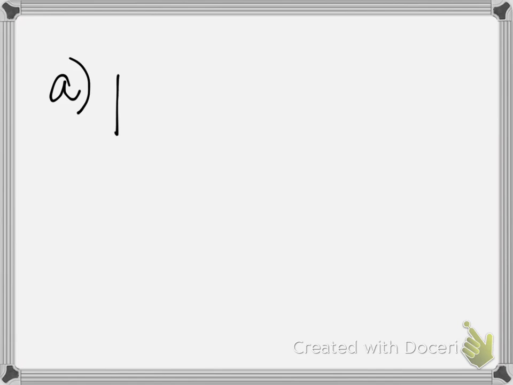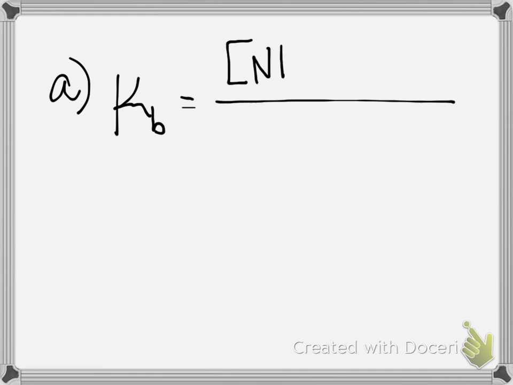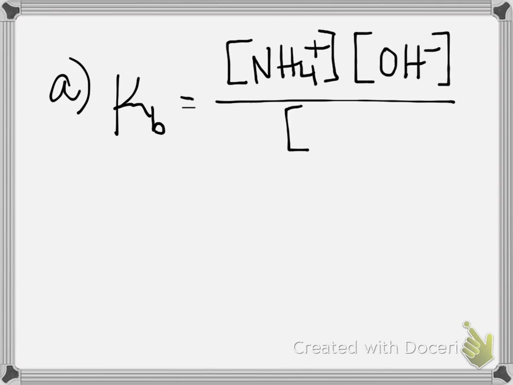So Kb, because we have ammonia, equals products over reactants is how you set this up. So we are going to have the ammonium ion, NH4, the hydroxide ion, and then on bottom the original NH3. So this is our Kb expression. In the problem, they do not give us the value of the Kb, so that's not something that we can write down. All right, let's move on to part B.